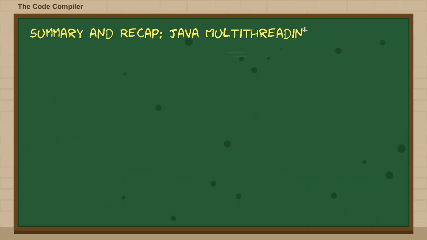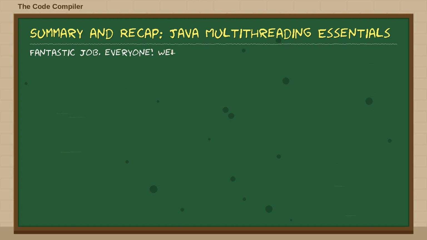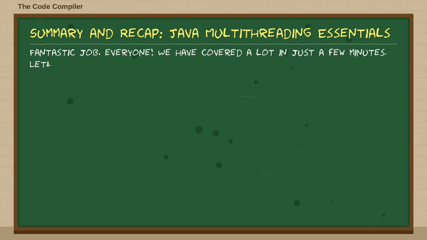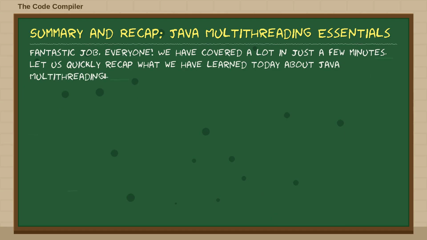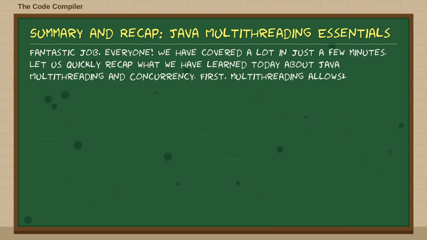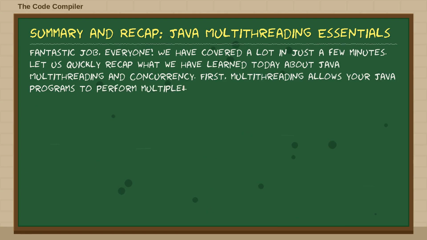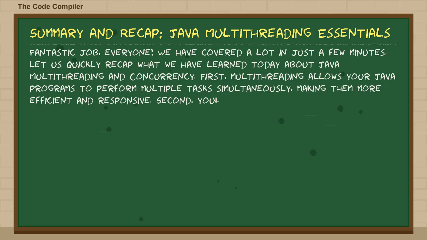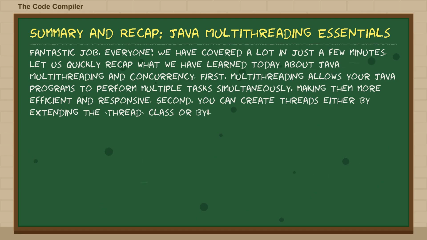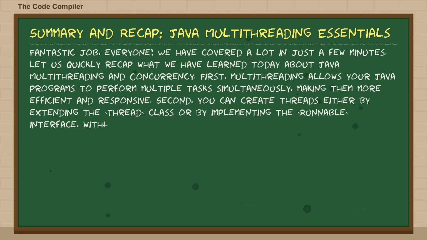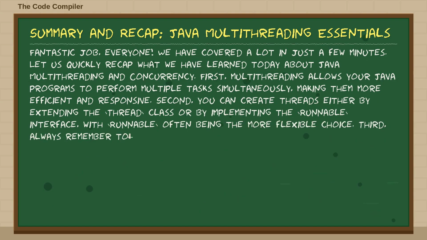Fantastic job, everyone. We have covered a lot in just a few minutes. Let us quickly recap what we have learned today about Java multithreading and concurrency. First, multithreading allows your Java programs to perform multiple tasks simultaneously, making them more efficient and responsive. Second, you can create threads either by extending the Thread class or by implementing the Runnable interface, with Runnable often being the more flexible choice.